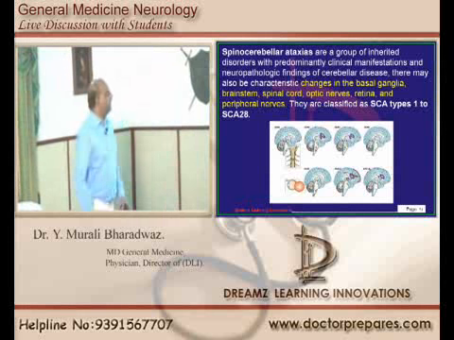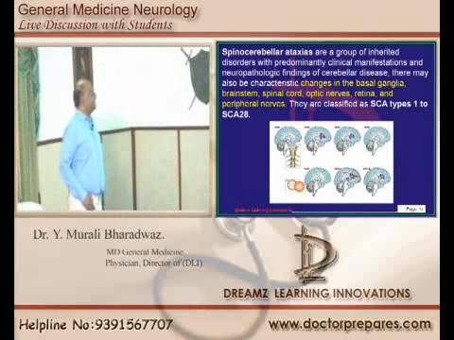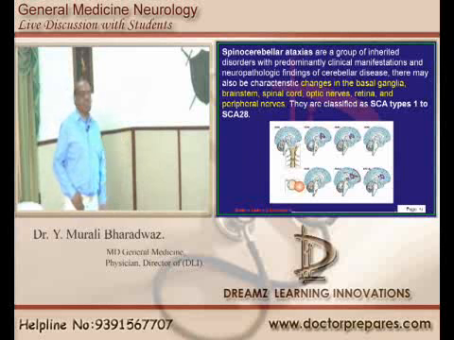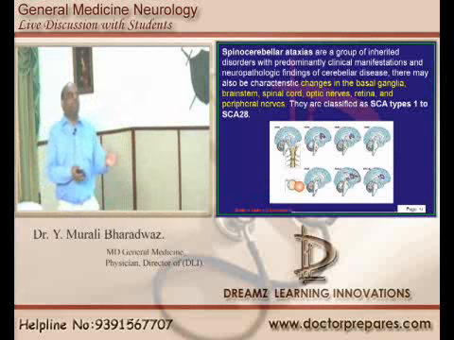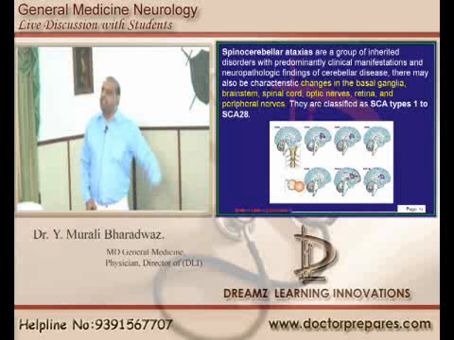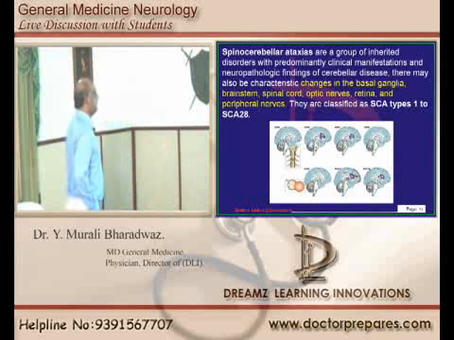Spinocerebellar ataxia, what are they? They are inherited disorders. There are problems in the basal ganglia, brainstem, spinal cord, optic nerve, retina, and peripheral nerves. Depending upon how many of them got involved and the type of inheritance, we have subdivided them into spinocerebellar ataxia type 1, type 2, and so on. There is a lot of things.